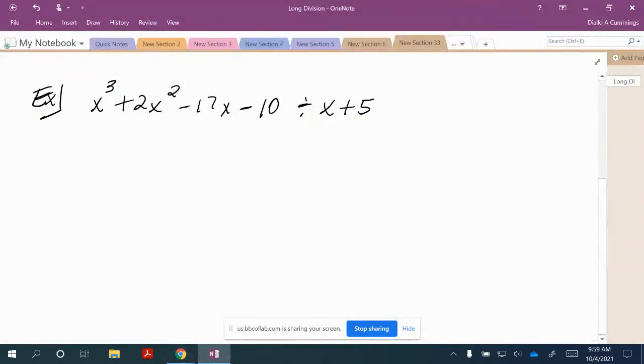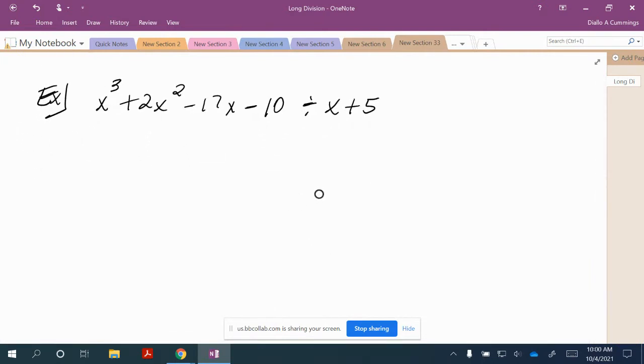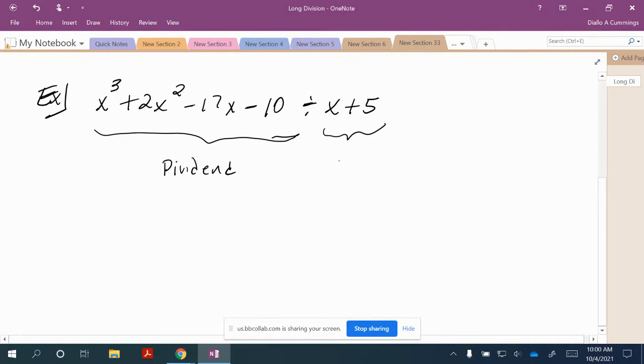All right, so let's take a look at the solution. Now, as far as our setup, what we're actually looking at here is x cubed plus 2x squared minus 17x minus 10. This is our dividend. And we have x plus 5 as the divisor.